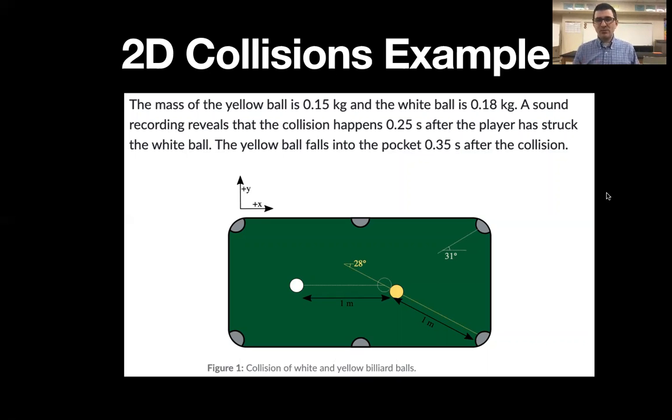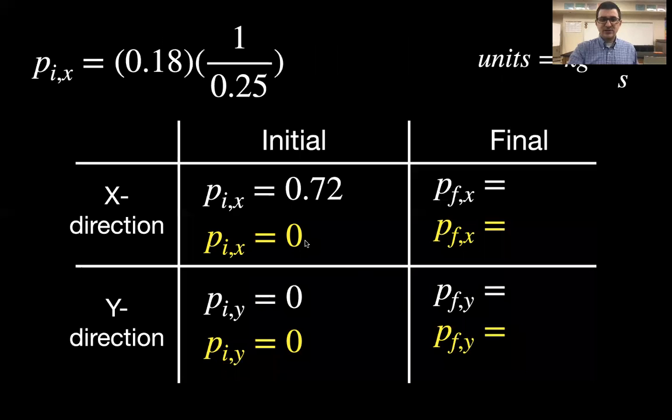Looking back at the problem, it's always nice to establish an initial state. I'm going to say the initial state is right before the collision, as the white ball is just about to hit the stationary yellow ball. For the stationary yellow ball, I know it has 0 momentum in both the x and the y direction.